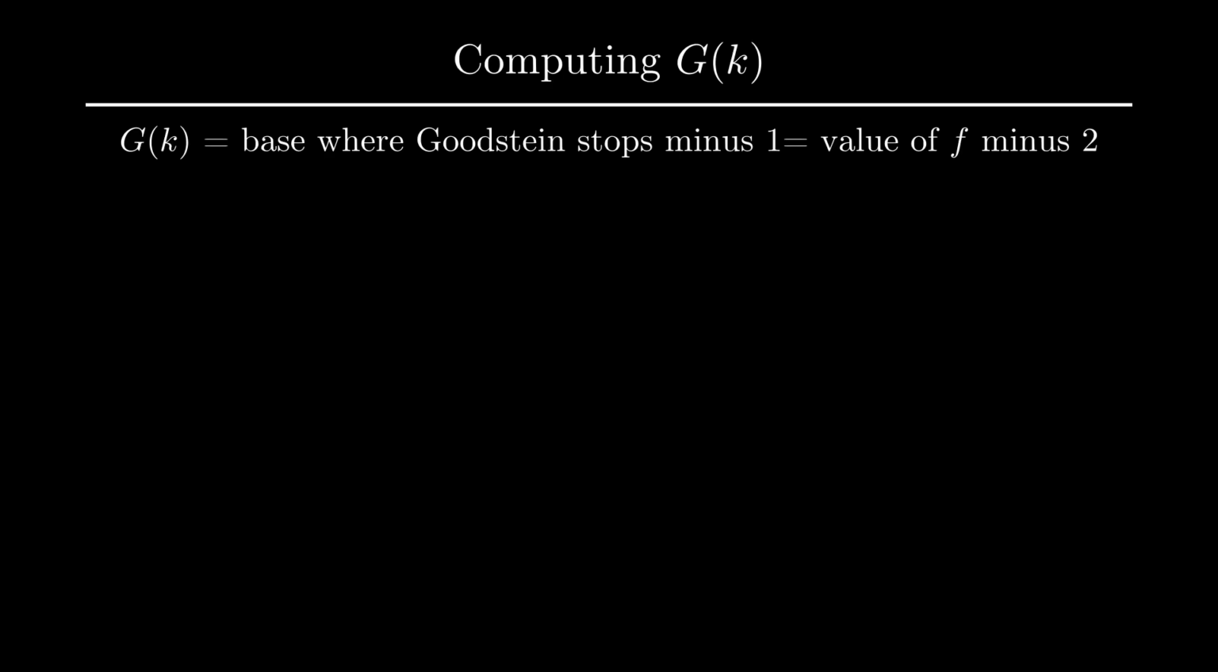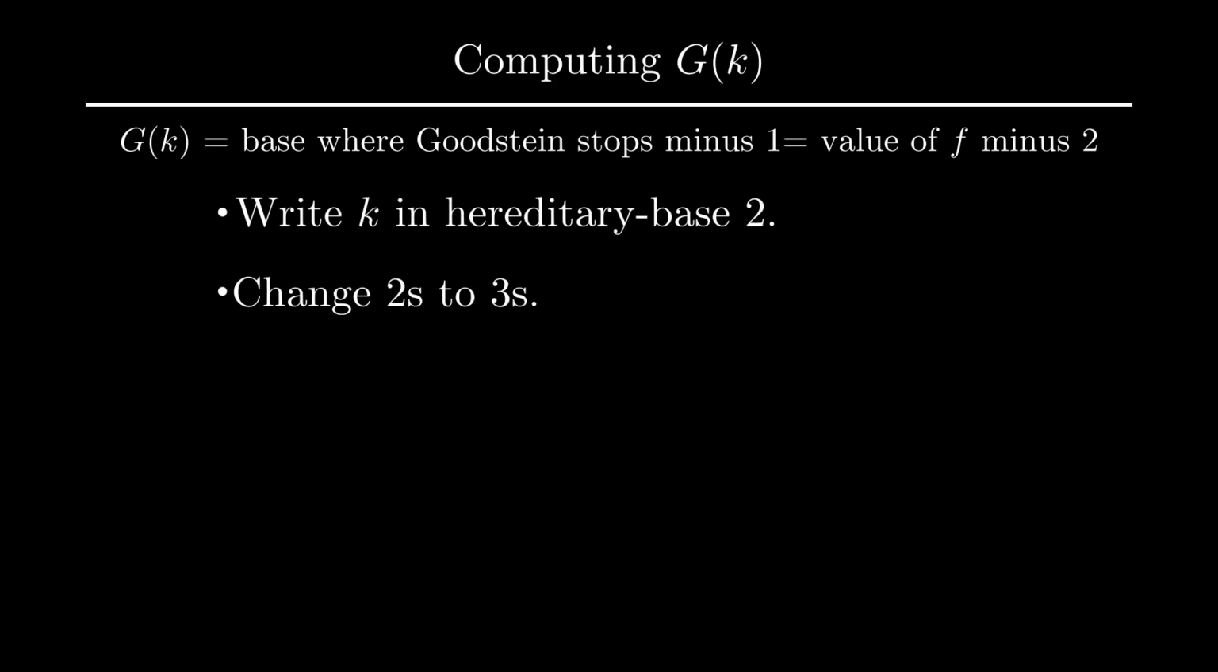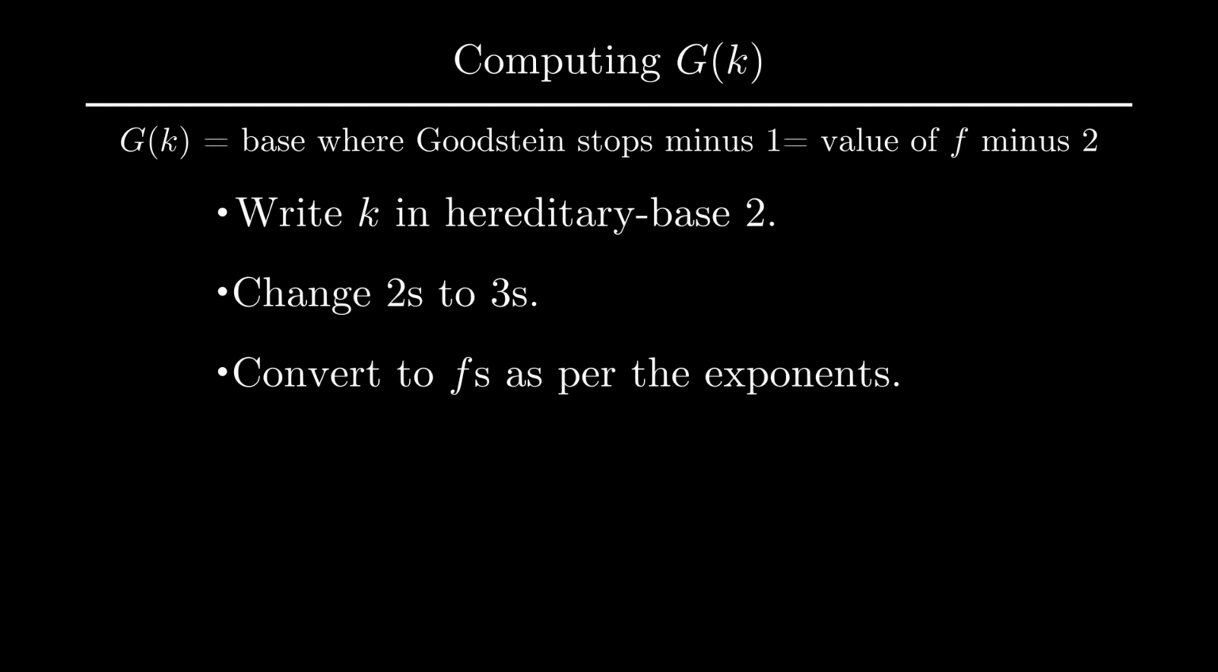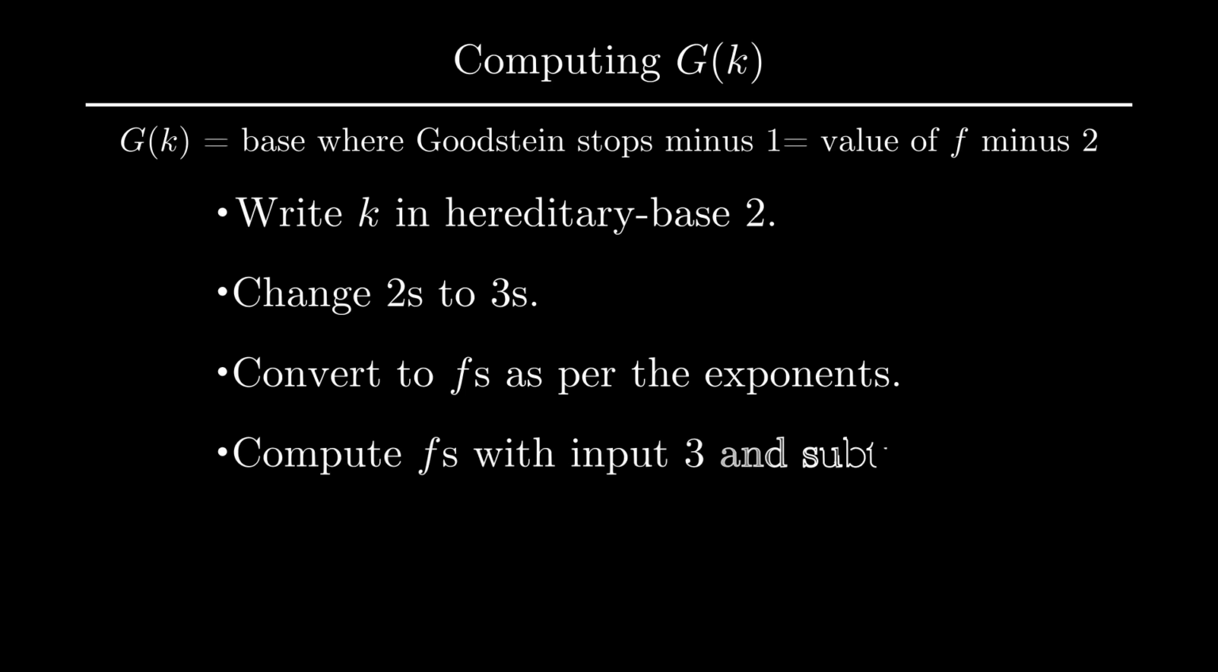The steps to compute g of k are as follows. Write k in hereditary base 2 notation. Change the 2's to 3's. We have to do this manually because our previous calculations were for subtracting 1 and then increasing the base, whereas the Goodstein sequence starts off with increasing the base from 2 to 3 before subtracting 1. From this point onwards, it is as shown in our proof. We compute the appropriate f's with the input 3, and then we subtract 2 from the final answer.